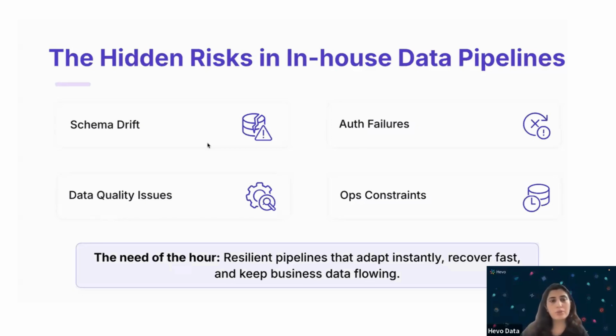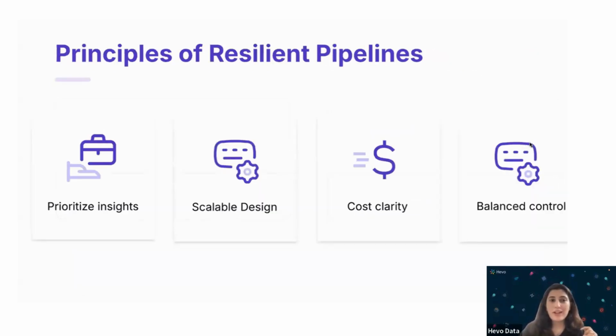As the world is moving forward more towards AI, modernization, and whatnot, I think it's even more important that the teams are not focusing on these operational failures, right? It's even more important that people actually focus on insights, people focus on building models and whatnot. Moving on to the next bit, what do you think are the principles of a resilient data pipeline?